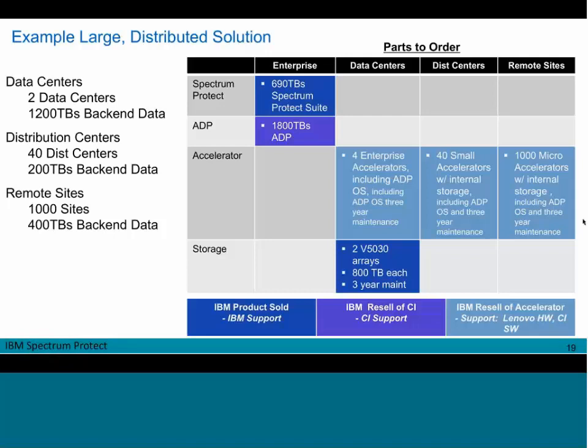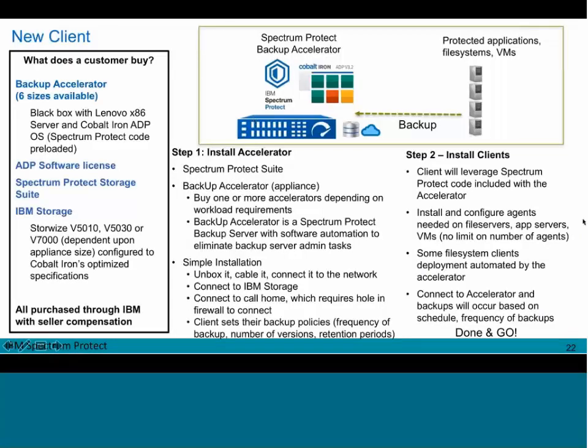So production and backup were separated and operated independently. That entire solution then combined, again, the same 4 layers: Spectrum Protect licensing, ADP licensing, accelerators, and then storage at the 2 core data centers. Very quickly, as you saw before, there were the 4 components that are being purchased and being deployed for the customer. First is the purchasing of the software and the accelerators.